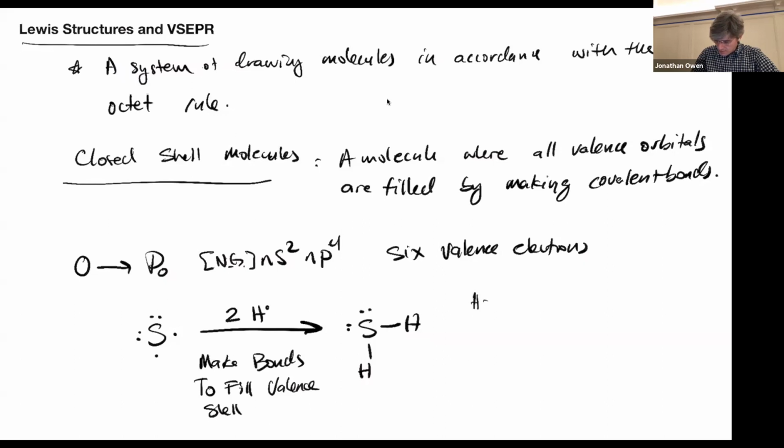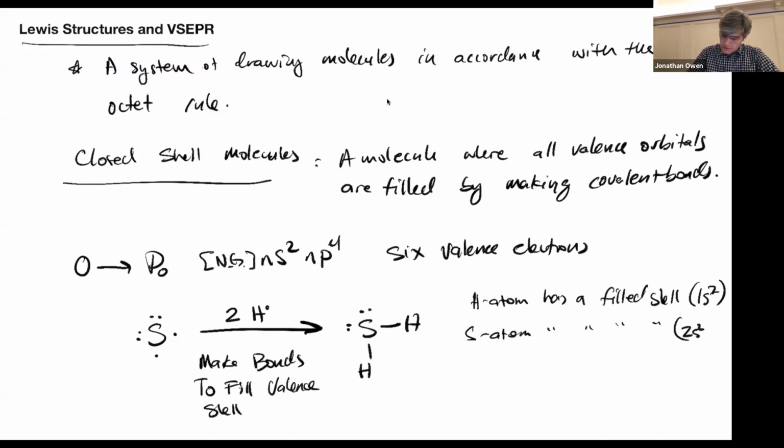Okay, so the H atom has a filled shell, and the sulfur atom has a filled shell, 3s2, 3p6. Okay.